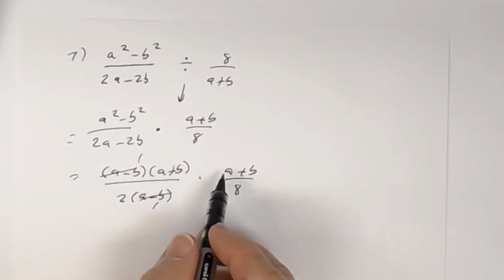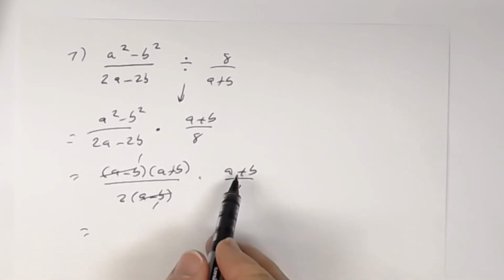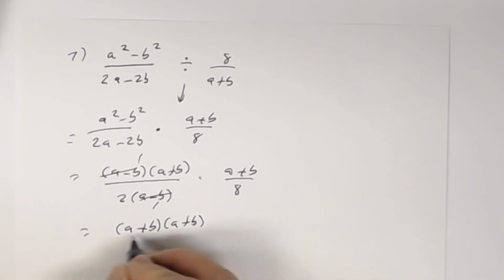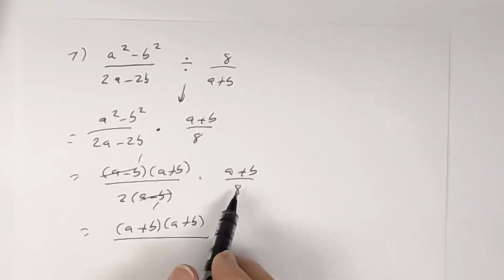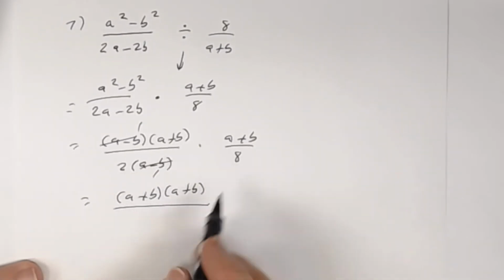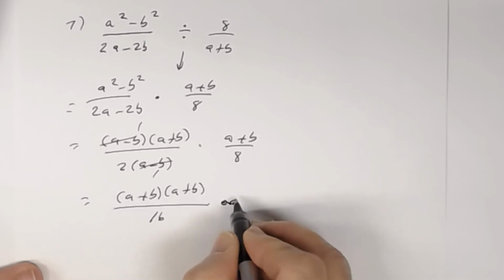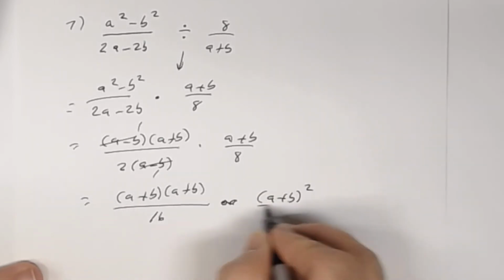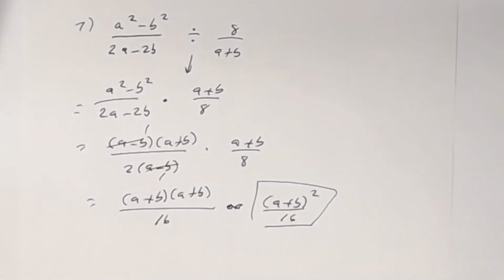And so therefore, the answer would be, there are a couple ways you can write this. You can say a plus b times a plus b, just like this, divided by, now you have to say 2 times 8 is 16. You are expected to know that. 2 times 8 is 16, so you must say 16. Or if you want to, you can write this as a binomial squared. So you can write this as a plus b squared divided by 16. All right, so that was number 7.